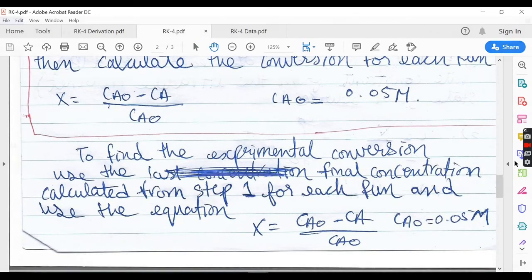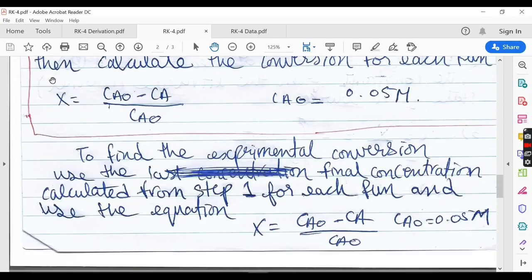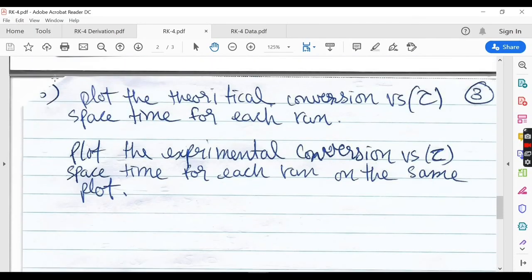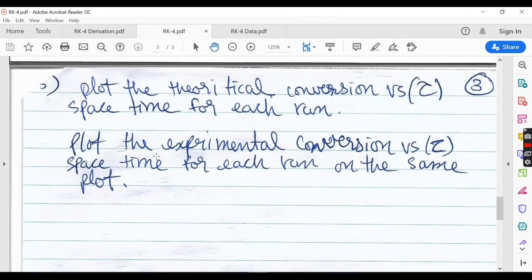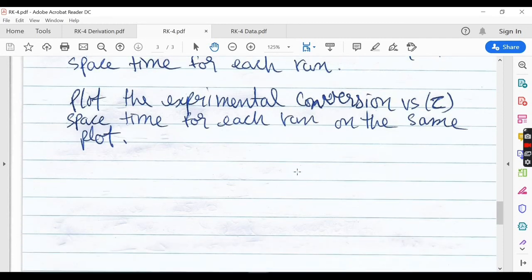The last requirement for RK4 is to plot the experimental conversion versus space-time and compare with the theoretical prediction, and explain your deviation. So we'll go back to RK4. You'll plot the theoretical conversion versus tau, space-time, for each run, and then plot the experimental conversion versus tau for each run on the same plot.